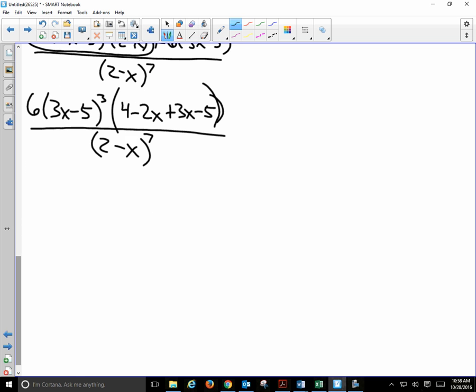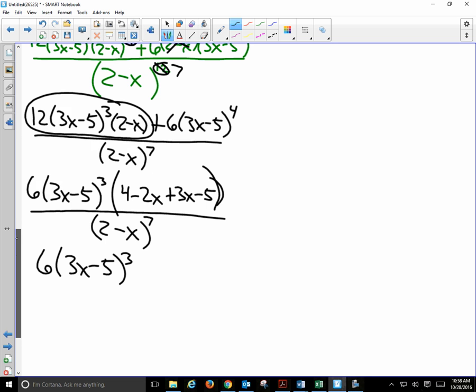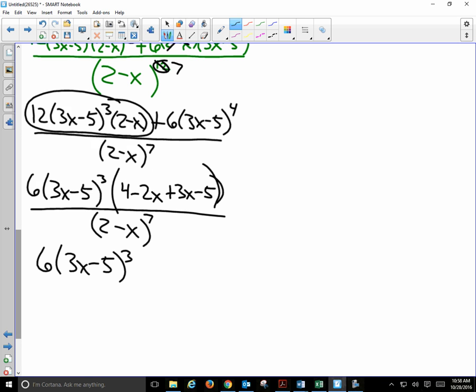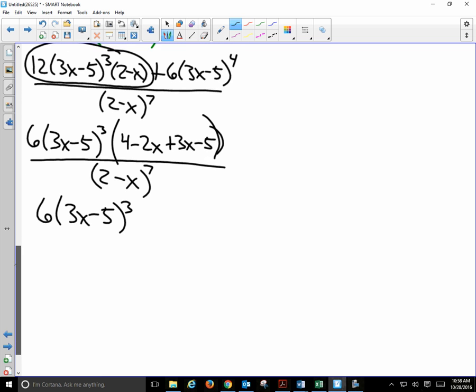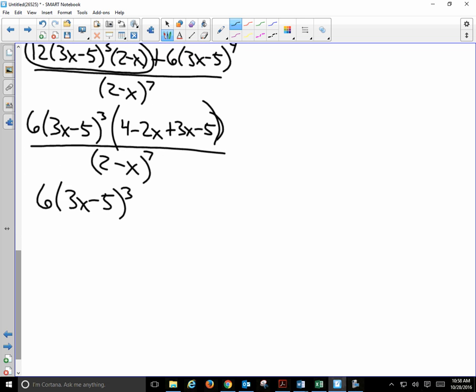And you can see that I have like terms I can combine there, and it was 6 times 3x minus 5 to the 3rd. Because it's not being taken to a power. We took out 3 of them, so it reduces it to 1. So it's just a binomial expression where I can combine some like terms. The negative 2x and positive 3x makes x. And the 4 minus the 5 makes negative 1, all over a 2 minus x to the 7th power.